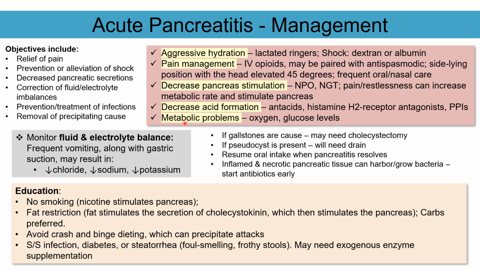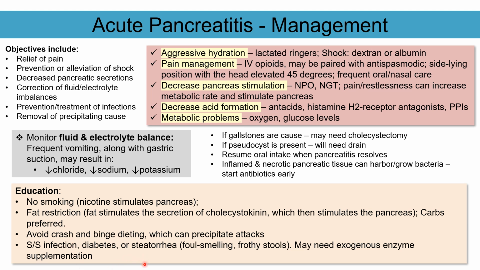And then if they develop metabolic problems, like I mentioned before, oxygen, and we may want to monitor their oxygen levels and their blood glucose levels. So some common fluid and electrolyte imbalances with acute pancreatitis are related to vomiting and gastric suction. We could have low chloride, low sodium, and low potassium levels.